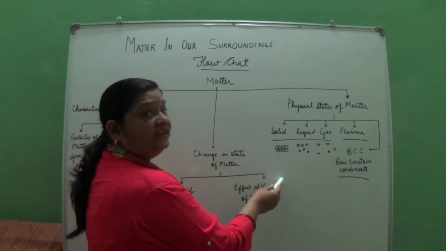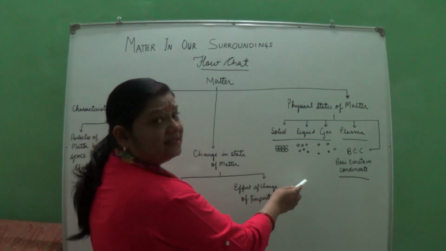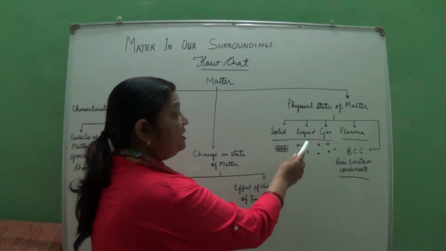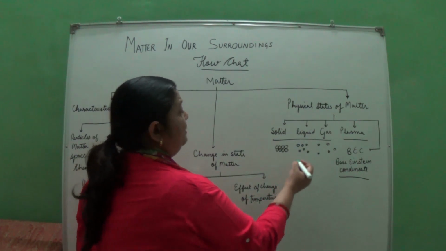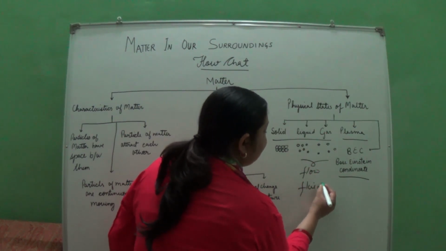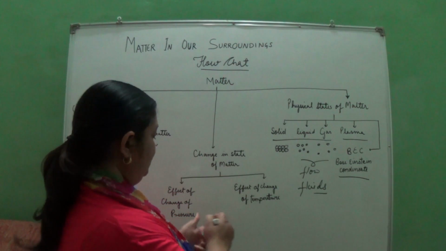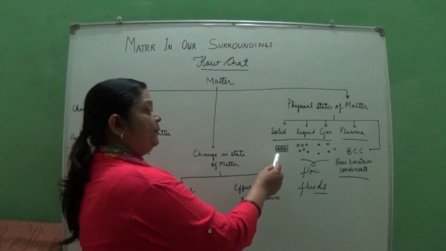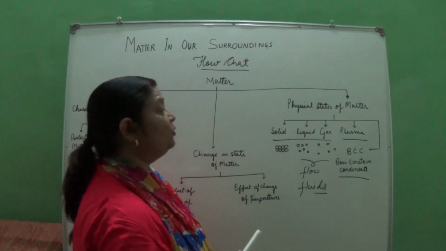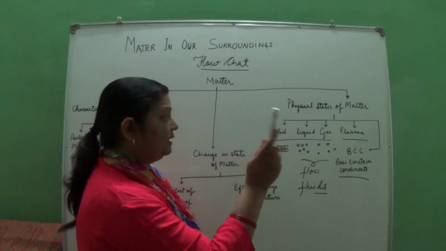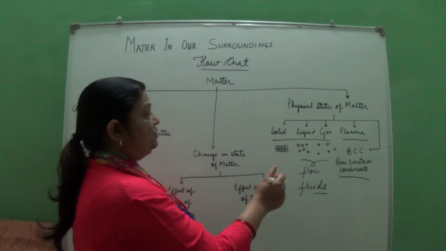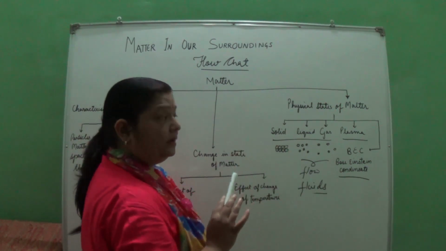Now solids have a fixed shape. Liquid doesn't have a fixed shape, and gases also don't have a fixed shape. Both liquid and gases can flow, and so they are known as what? Fluids. So here we can see that the shape of a solid is fixed. For liquid and gases it is not fixed. When we talk about volume, the volume of solid and liquid is fixed, but for gases it is not fixed. So these are the differences which you see between the solid, liquid and gases.